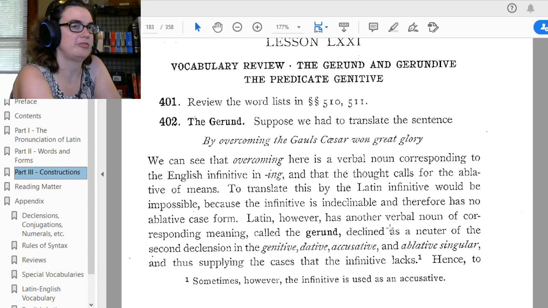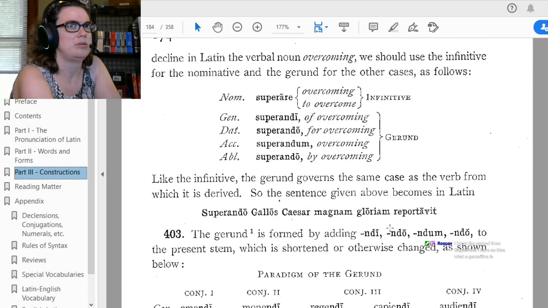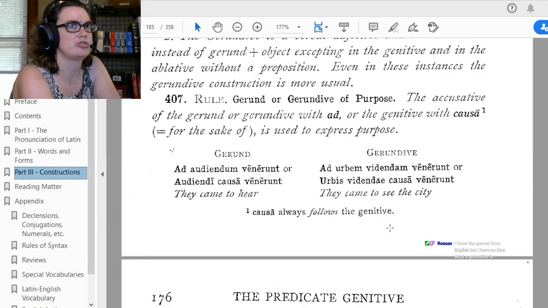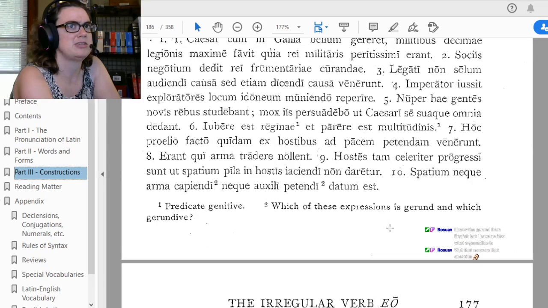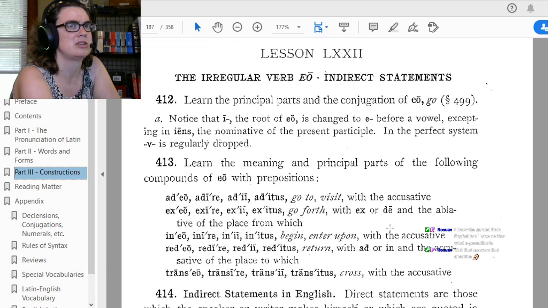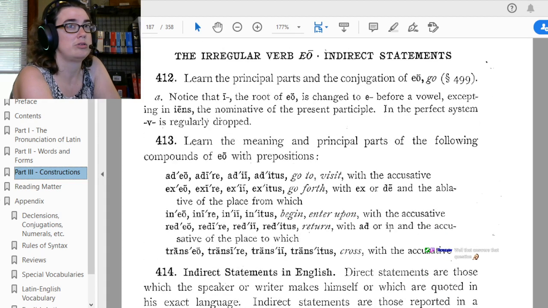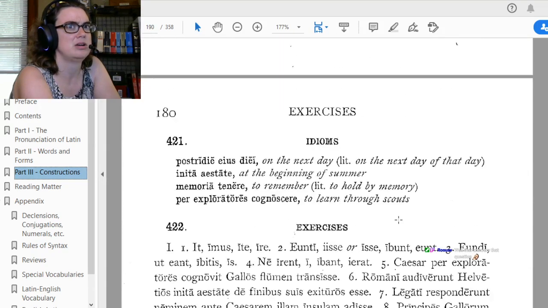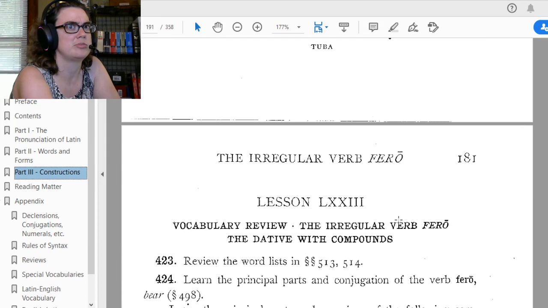Next time we'll do gerund and gerundive, which a lot of people find very tricky. Part of the reason is because English doesn't have gerundives, so it makes it a little bit harder. My brain's broken, so I never had too much trouble with it, but I have seen much confusion. So we'll do gerunds and gerundives next week, and then we'll think about AO and doing indirect statements. It kind of depends how we feel after talking about gerunds and gerundives.